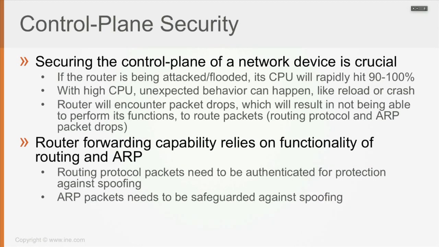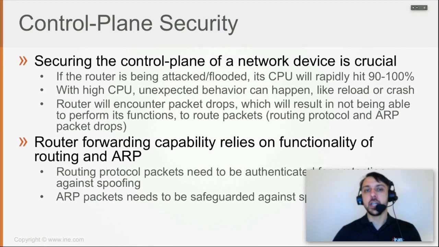So that's why we have to make sure that routing protocol packets are authenticated for protection against spoofing. We're going to have to secure the control plane of the router. But even when the control plane of the router is secured, so that the router is able to process all of the routing protocol packets and ARP packets, those packets are still unsecure, so protocols like routing protocols and the ARP protocol are still susceptible to specific attacks.